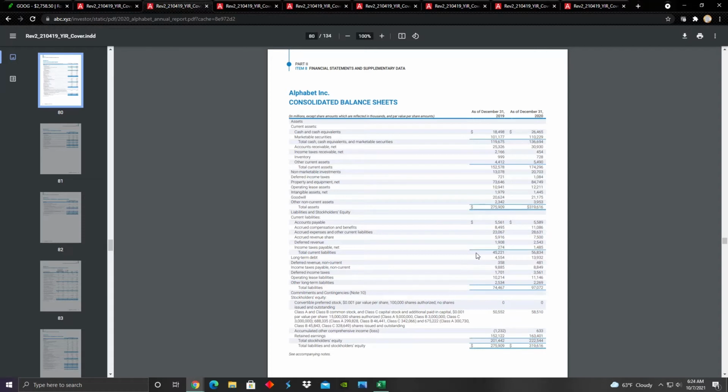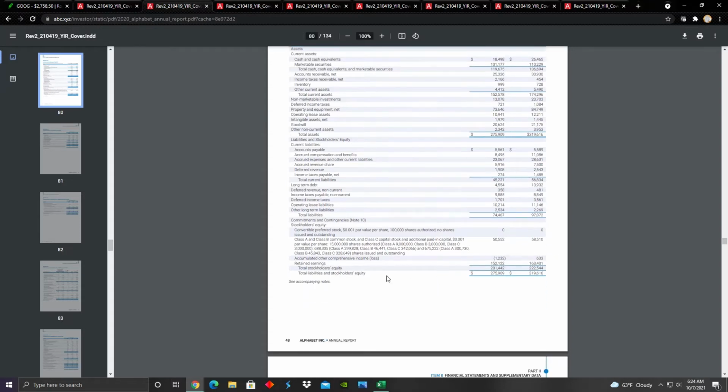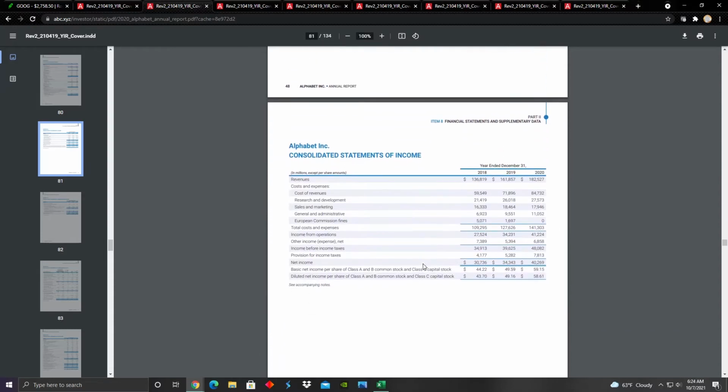We can see that their total current liabilities are 45 billion in 2019 and 56 billion in 2020, and their total liabilities in 2019 were 74 billion and up to 97 billion in 2020, with their total stockholders' equity increasing from $201 billion in 2019 to $222 billion in 2020.